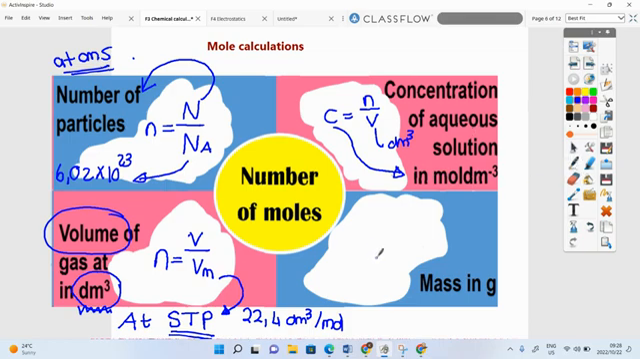For the last one, if they give you mass, what equation am I going to use? n equals small m over big M. You'll see that sometimes we put a little r, it's relative molecular mass, but small m over big M is fine. And the mass must be in grams. This is the easy one that you guys are used to. All right, so that's your first step. Change whatever they give you into moles. And then we can go to our questions and calculate stuff.